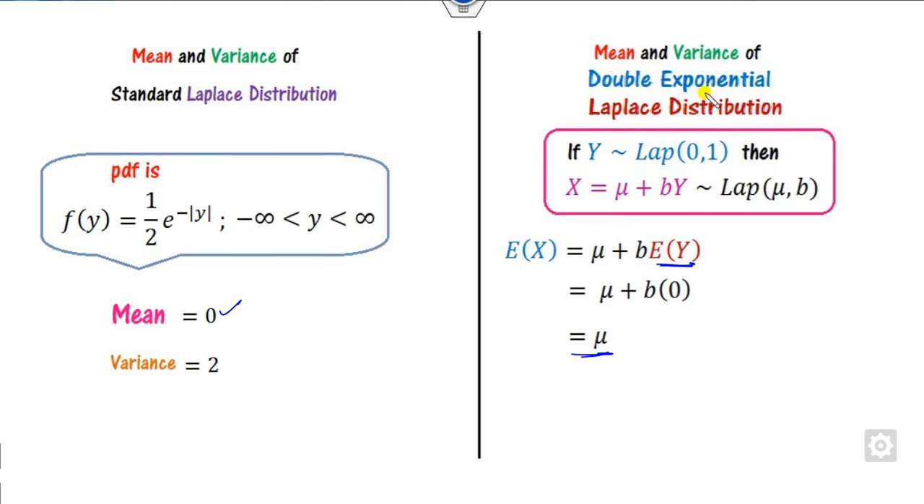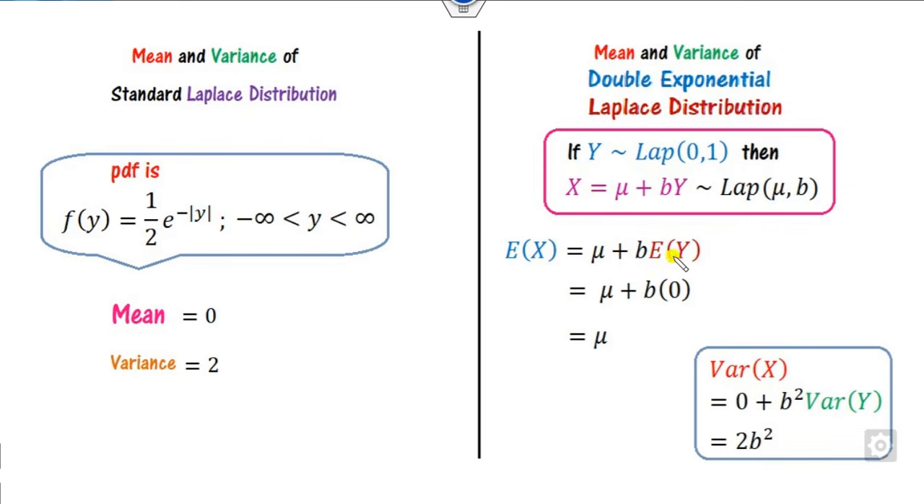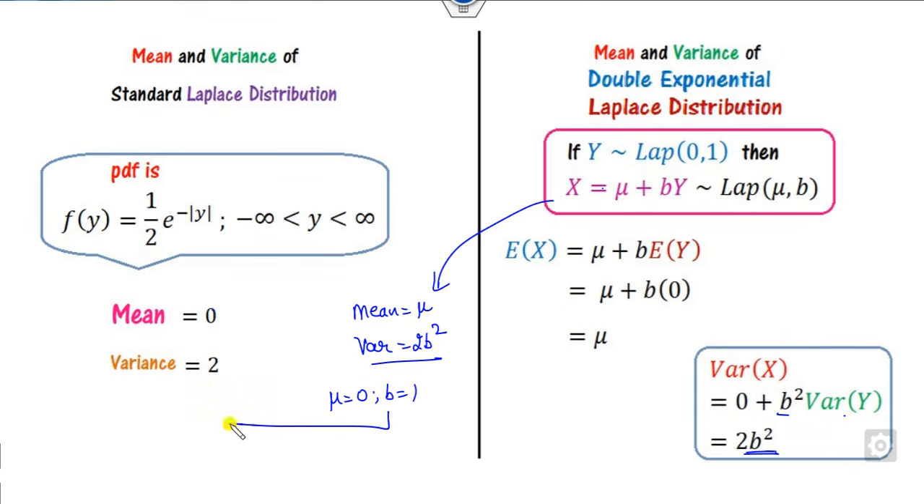So the mean of this double exponential is mu. Similarly you can find the variance of the y, which is nothing but my b square of this. So what you conclude is that for this distribution, mean is my mu and the variance is my 2 times b square. Again clearly see that whenever mu is equal to 0 and b is 1, then this is converted to here.